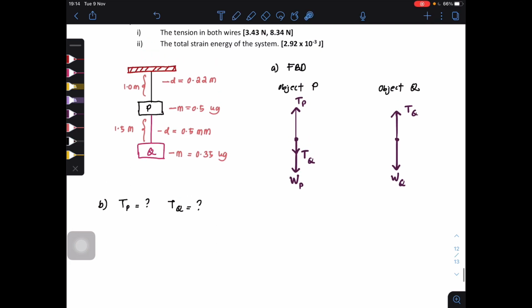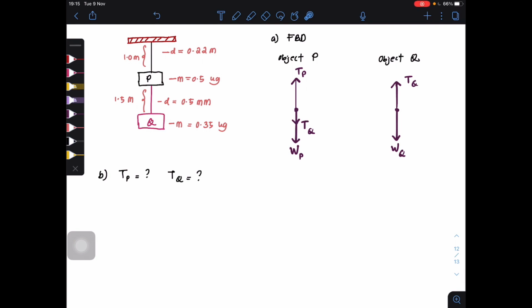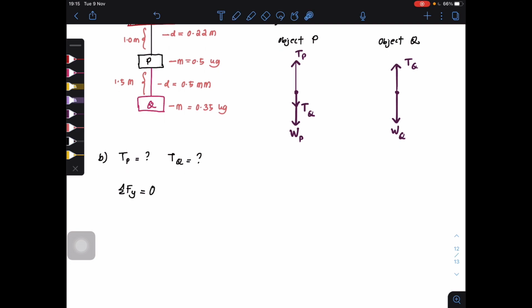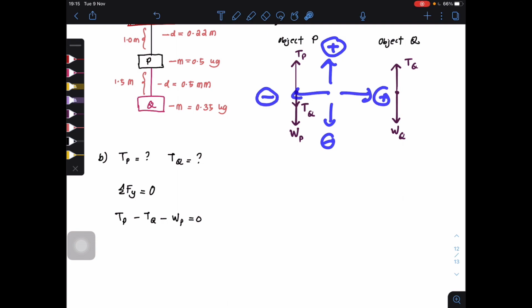Okay, so we just assume the forces here are balanced. Bermaksud the sum of Fy, since dia adalah vertical, adalah sama dengan kosong. Okay, kita keluarkan dahulu for the first one, object P here. TP minus TQ minus WP sama dengan kosong. So minus because they are both going downward. Okay, remember kalau pergi bawah negatif, pergi atas positif. So pergi kanan positif, pergi kiri negatif. So this one we have learned in chapter 4 before.